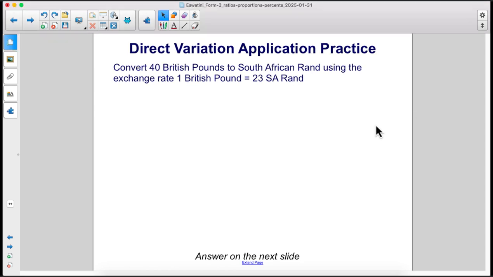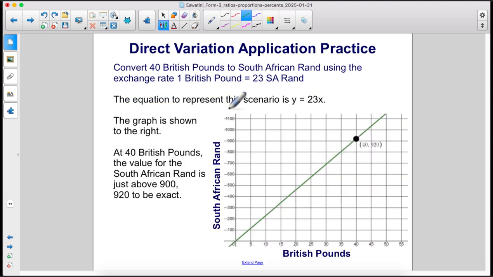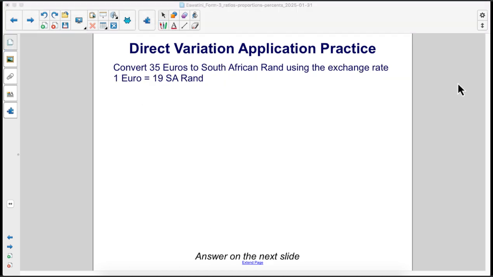Convert 40 British pounds to South African Rand using the exchange rate 1 British pound equals 23 South African Rand. The equation to represent this scenario is y equals 23x. The graph is shown to the right. At 40 British pounds, the value for the South African rand is just above 900, 920 to be exact.